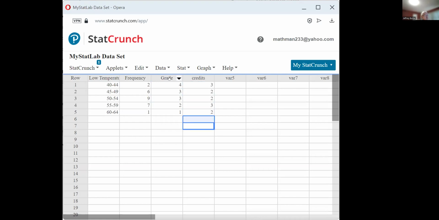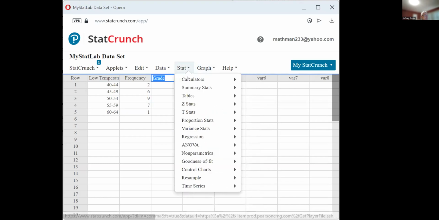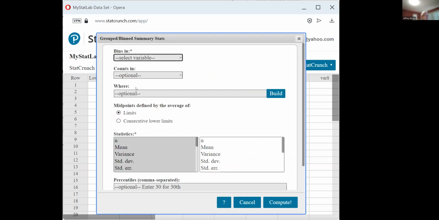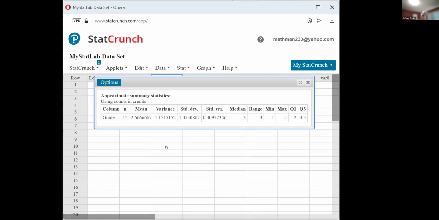All right, so what I'm going to do now is go to Stat, Summary Stats, Group/Bin Data. I'm going to use the grade as the bins, and then the count is going to be the credits. And I just want the mean of this. So we're going to hit compute, and it gives a mean of 2.67. It says the nearest tenth, so it's going to be 2.7. Let's try that.